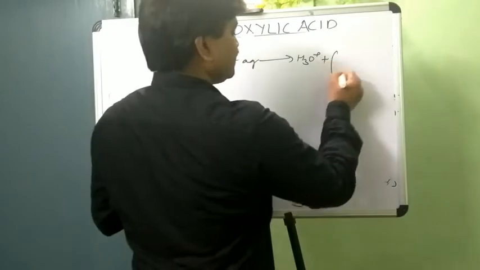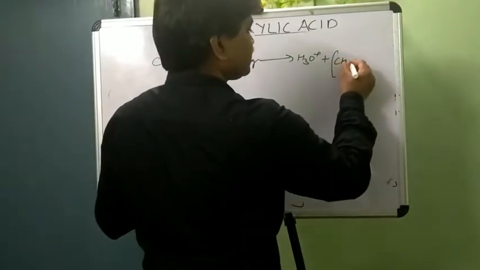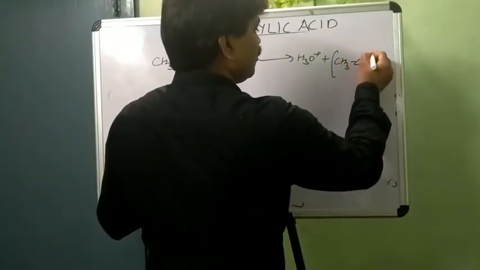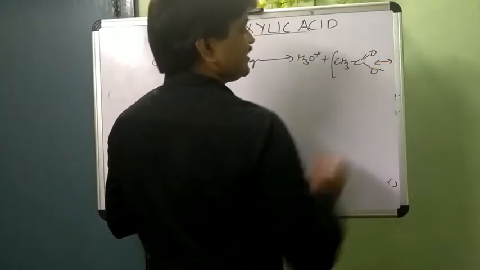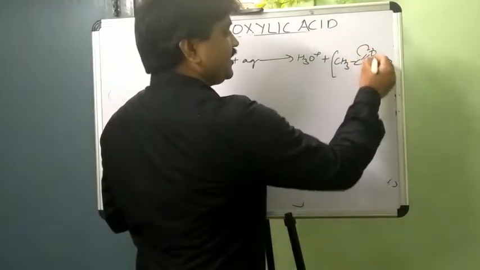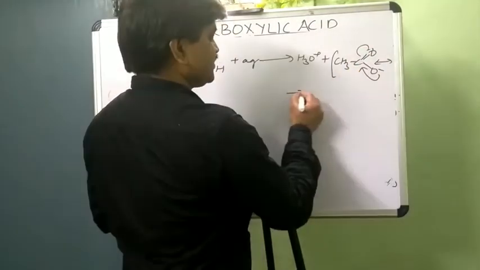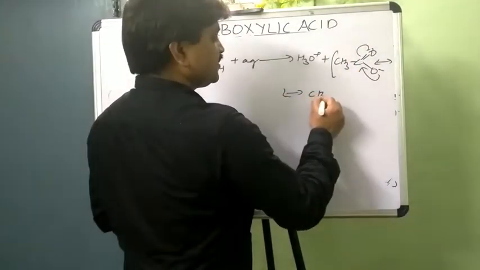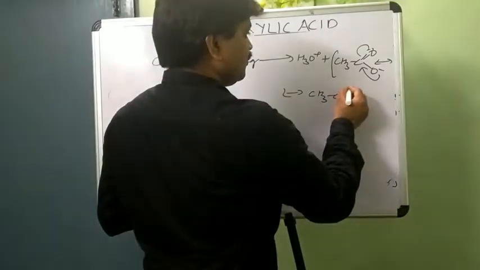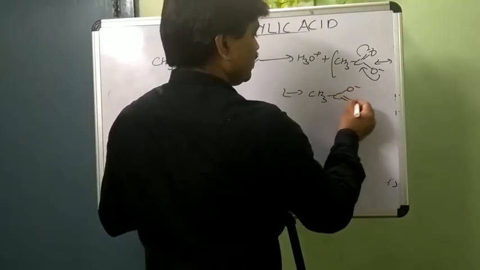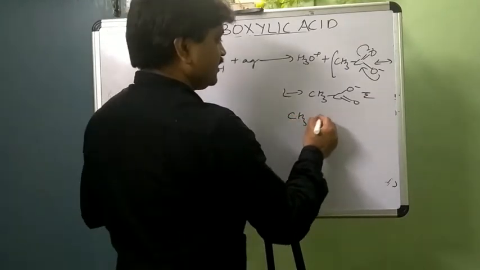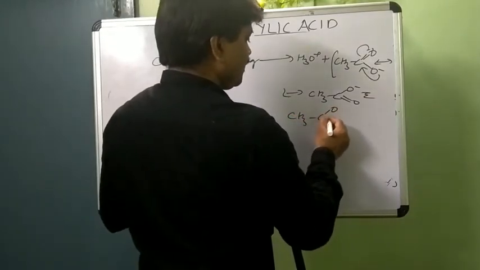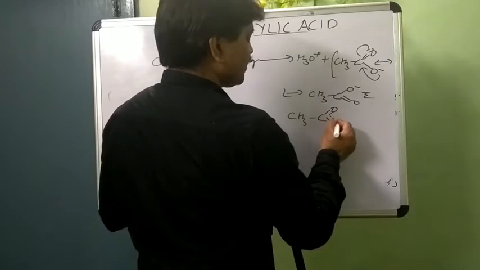You will see here, this is the formation of CH3CO and O minus, and it undergoes resonance stabilization. When it gets the electron, it shares the electron and forms another resonance structure. This is CH3, C with O minus and a double bond O. So the resonance hybrid of this compound is CH3CO2, the carboxylate ion.